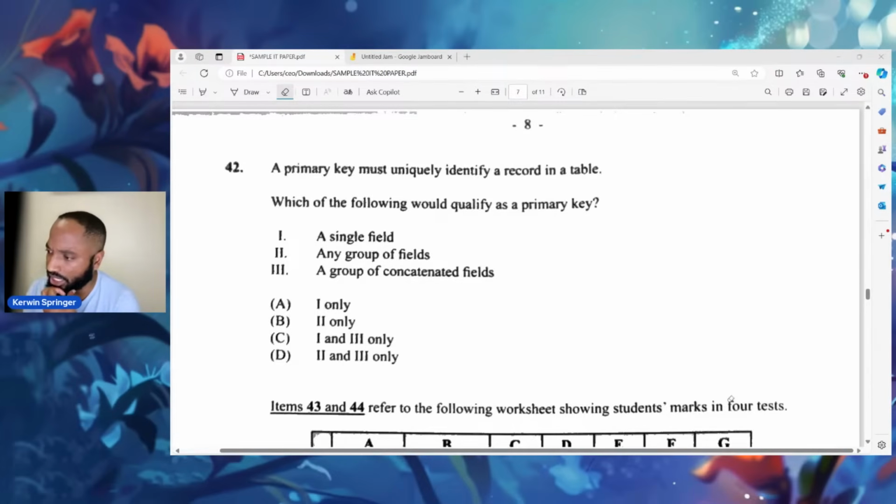Primary key must uniquely identify a record in a table, so the following qualifies as a primary key. Best answer is C. Answer is C only. So what's my solution here? According to my companion, Mr. 4O.